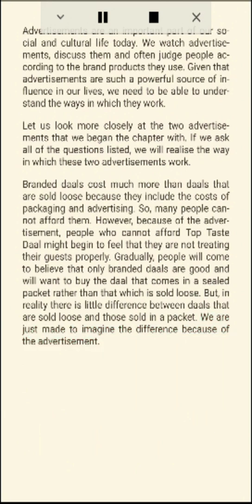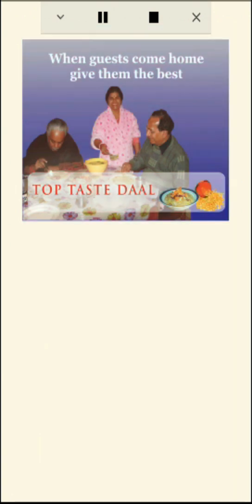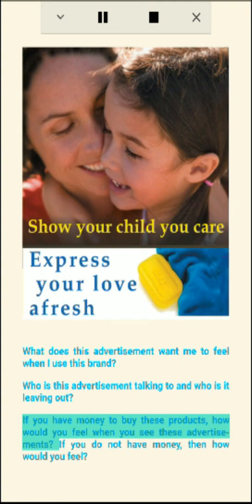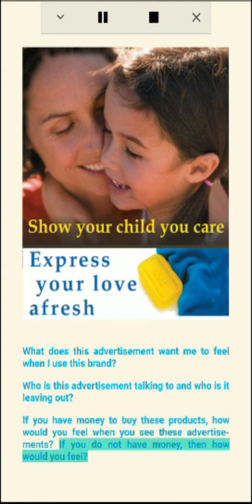What does this advertisement want me to feel when I use this brand? Who is this advertisement talking to and who is it leaving out? If you have money to buy these products, how would you feel when you see these advertisements? If you do not have money, then how would you feel?